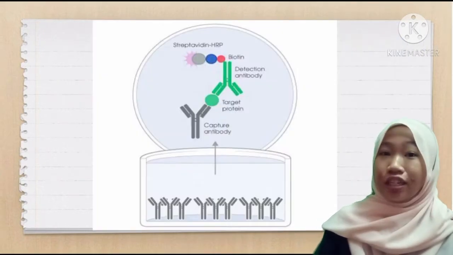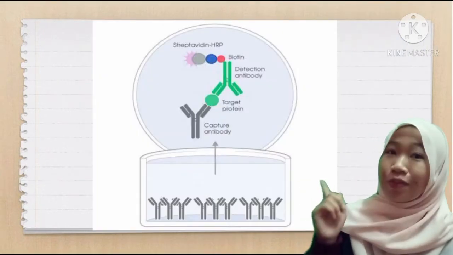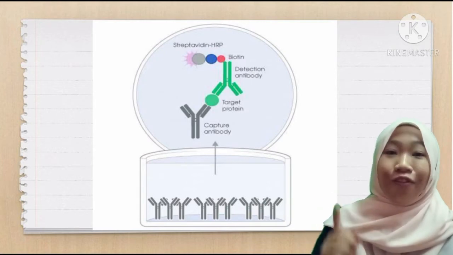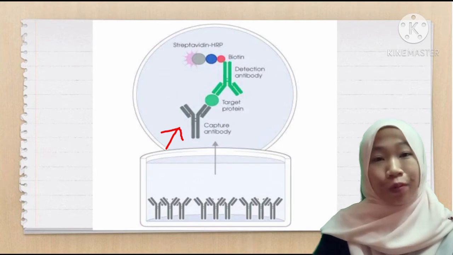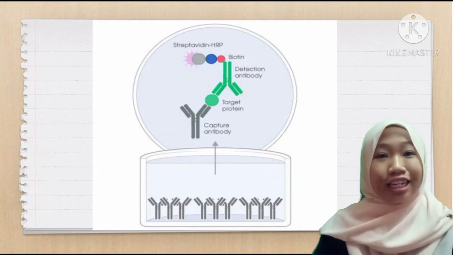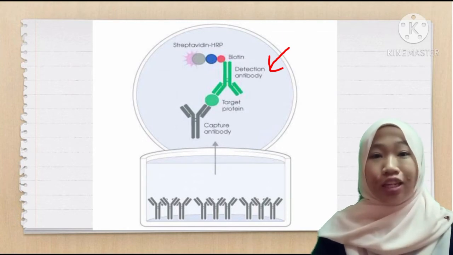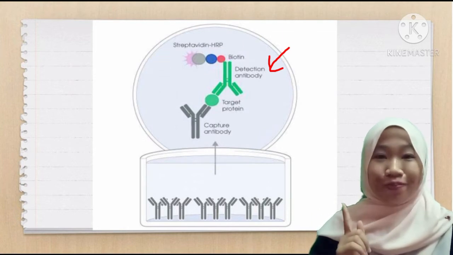To better understand the principle of ELISA, let's look at the basic setup of an ELISA assay. From the picture, we can see a capture antibody on a multi-well plate will immobilize the antigen of interest. The antigen will be recognized and bound by a detection antibody conjugated to biotin and streptavidin HRP.